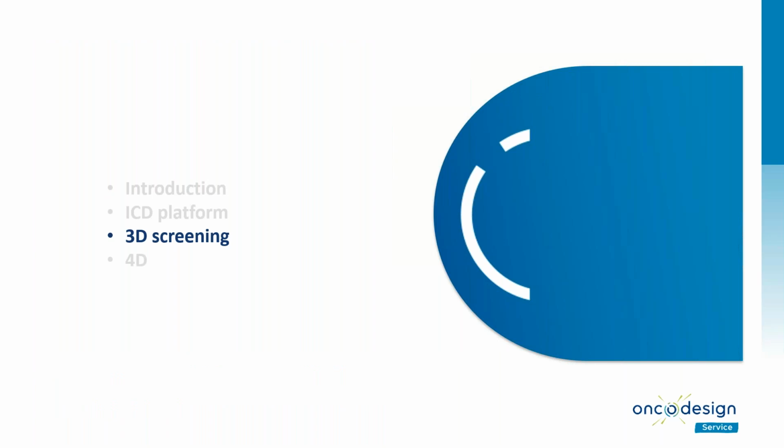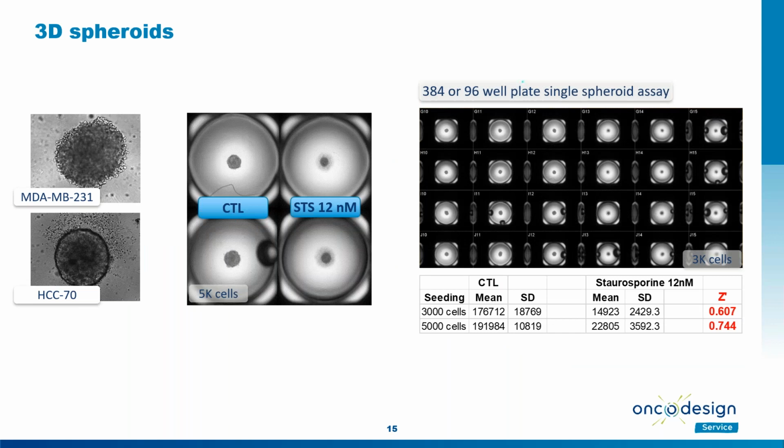I will now discuss a bit the 3D system. 3D spheroid is really a model that has been used for a long time, and it can now be used as a screening system since we are able to have one spheroid per well. This can even be performed in a 384-well plate system, with a really robust assay, having a Z prime score of about 0.6 to 0.7, which is really, really good.